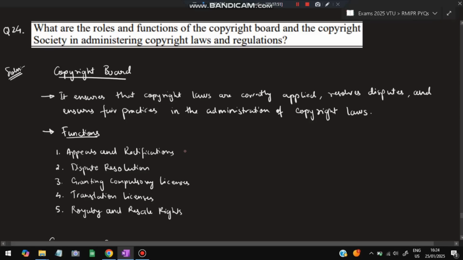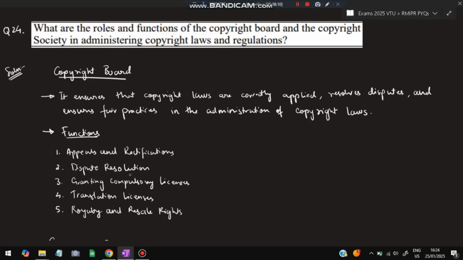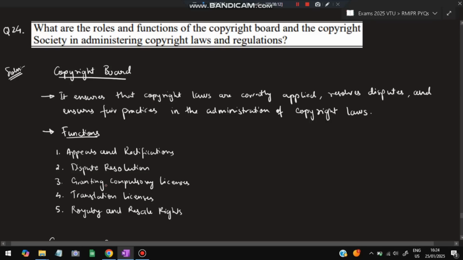It hears the appeals against decisions made by the registrar of copyrights and handles requests for correcting those records, if there is any wrong in them. Second is dispute resolution. If there is any dispute between two copyright administrators, at that time the ownership and the rights are clearly defined and the conflict is resolved.